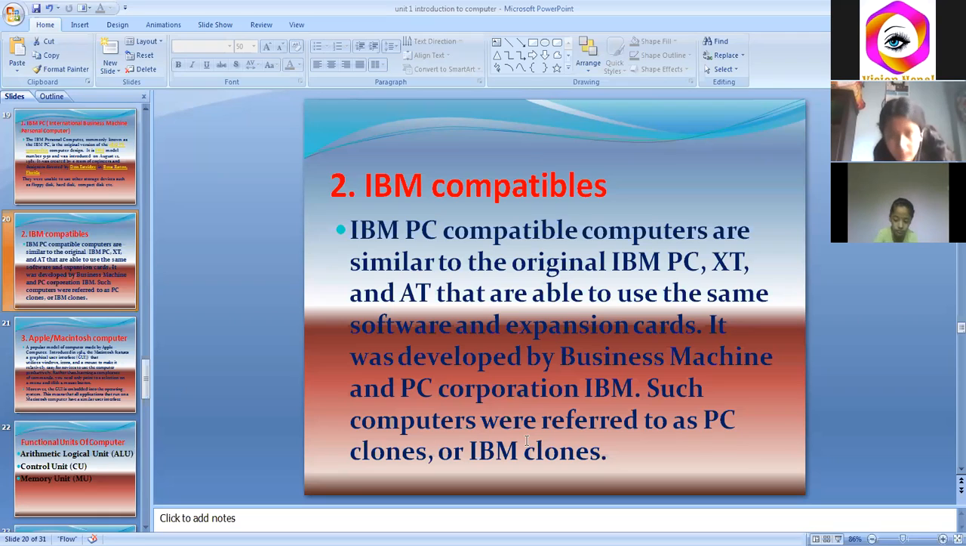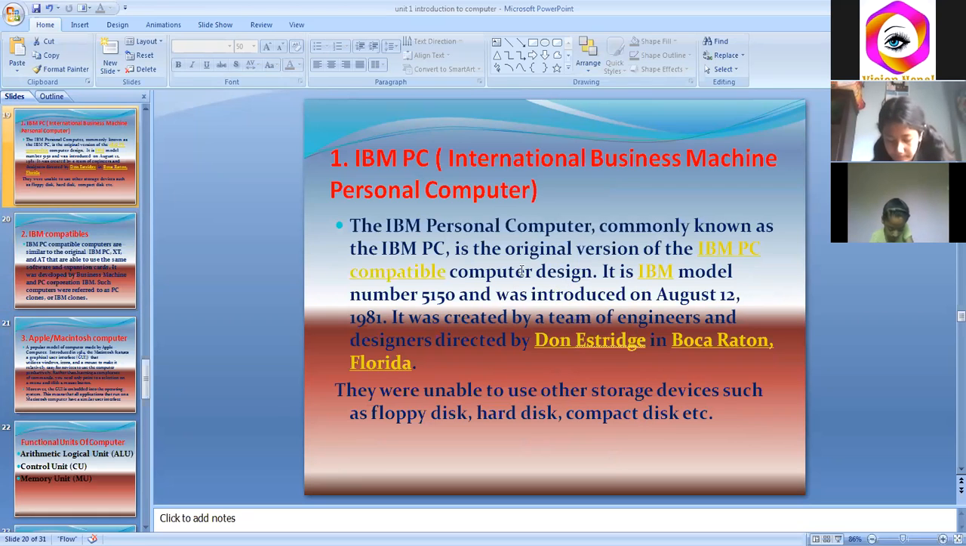But besides this, the first one is the IBM PC. About the IBM PC, we have discussed it in our previous class. It is also commonly known as the IBM PC, the original version of the IBM PC compatible.